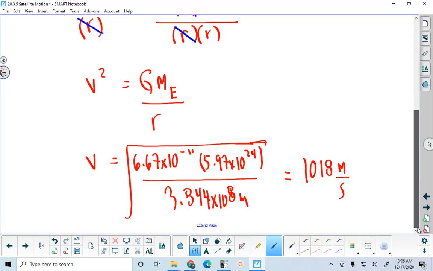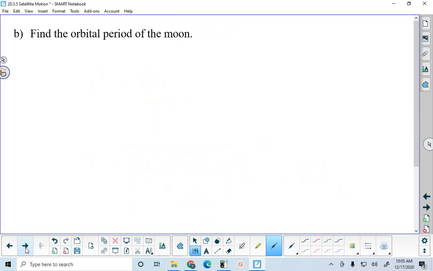Any questions with the first part of example 1? Andrea got the same thing. Sienna, Evan. Okay, good. Let's move on. What's the orbital period? So that's asking how long does it take to go around the Earth? Well, I'm going to use v equals 2 pi r over t. We've already found the speed, so we can put the speed into our centripetal motion equation to find t.